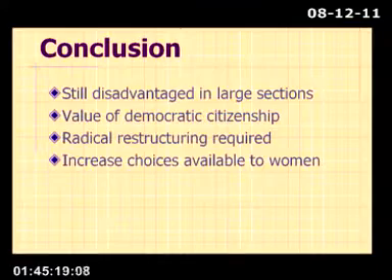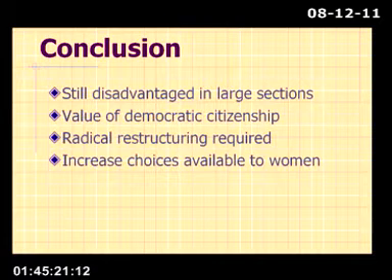And I would like to conclude by saying some of the problems that still persist. They are still disadvantaged in large sections of the society. So there are so many parts of the world where they are still disadvantaged. Then the value of democratic citizenship. We talk about the value of democratic citizenship.